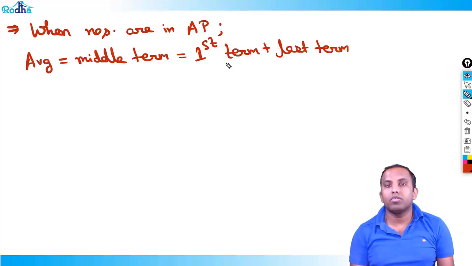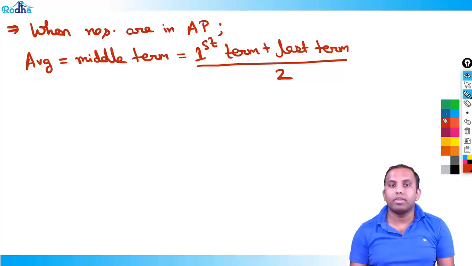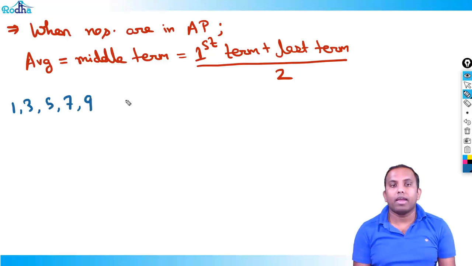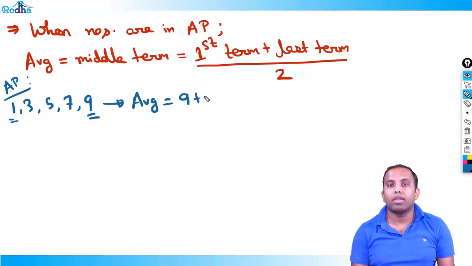So, like suppose in this case, the numbers are 1, 3, 5, 7, 9. So, what is the average? Since this series is in AP, okay? Average, middle term, first term plus last term by 2. Simply 9 plus 1, 10 by 2. That is 5. So, average is 5. Okay.